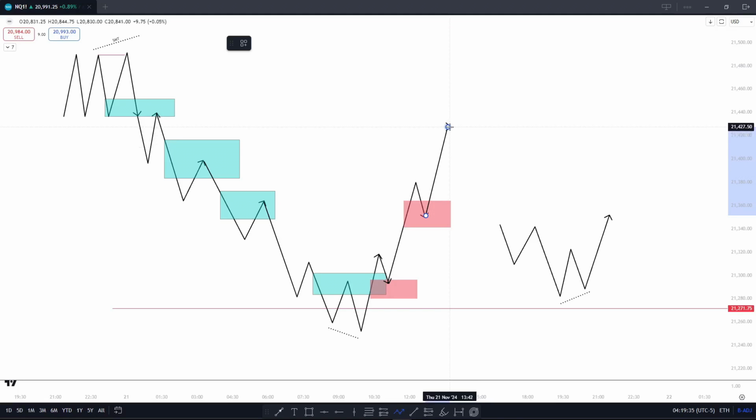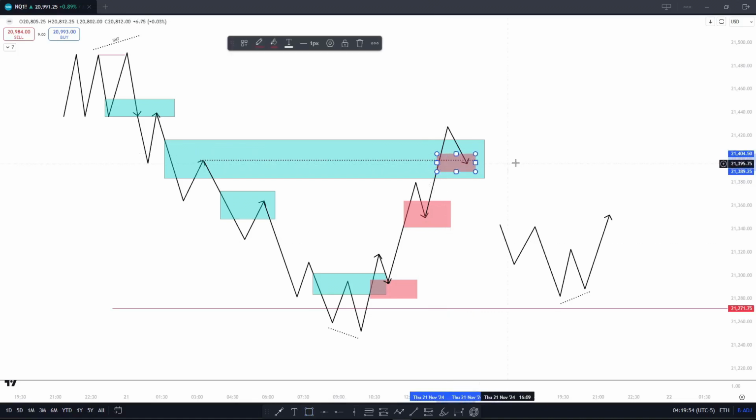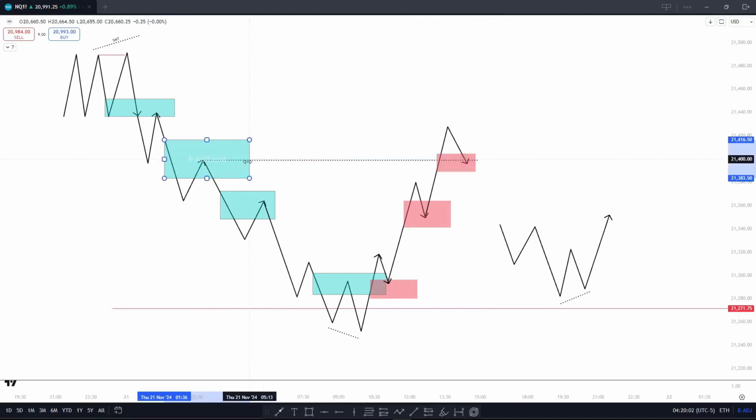We expand up here. We will make a BISI and retrace down into where? We will retrace down into the high that formed on the left side of the curve, inside of our IFVG, and also a BISI that we formed on the right side. It will never look this clean, but believe me, this happens every single time.